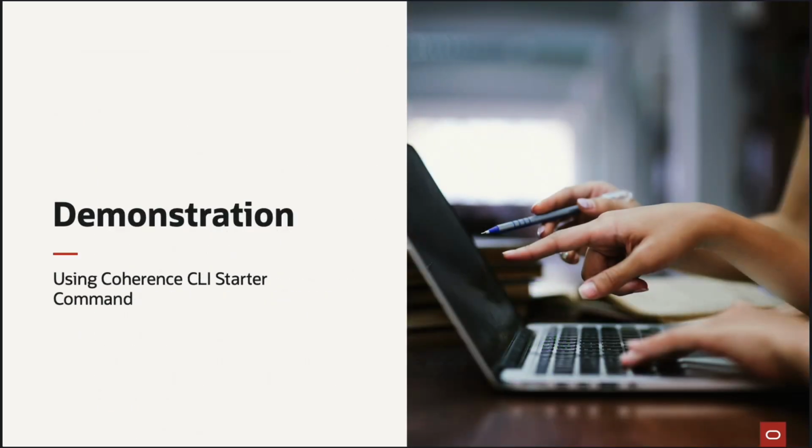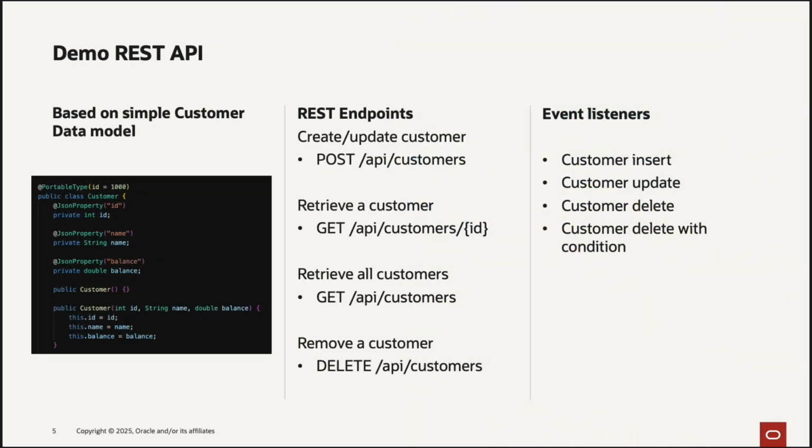We'll now show a demo using our command line tool, the CLI, to quickly create a starter project to show integration with these frameworks. The example implemented in each framework is based on a simple customer object and provides several JAX-RS endpoints to create, update, retrieve, and delete customers within a Coherence cache. We've also defined event listeners to respond to all or specific events. This will hopefully give you a good starting point from which to explore more.